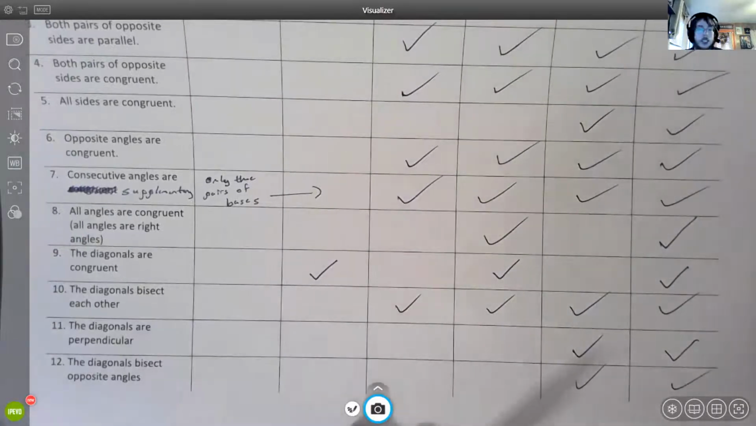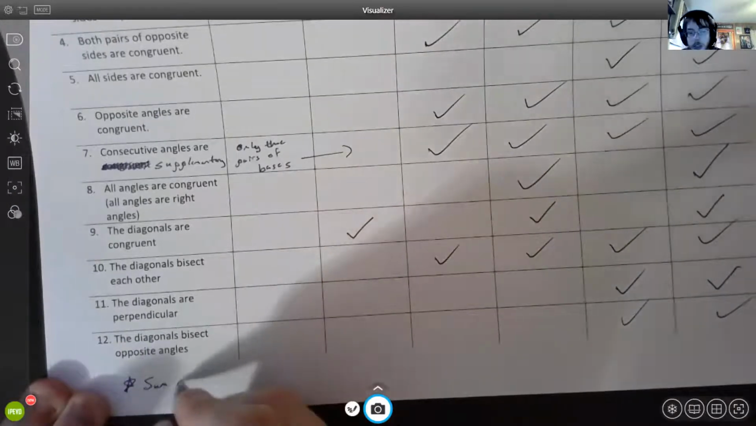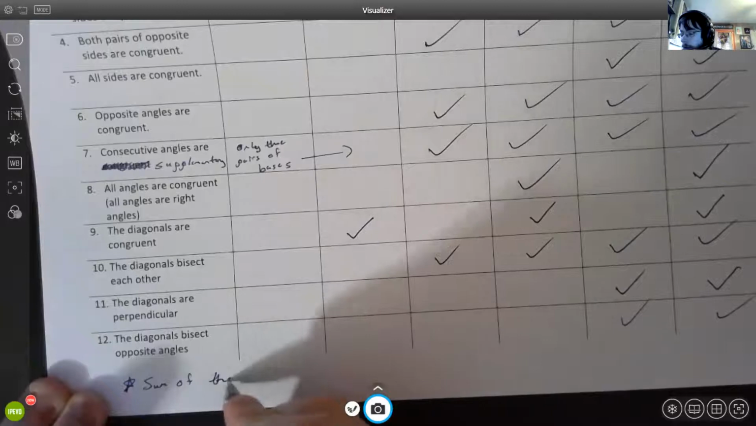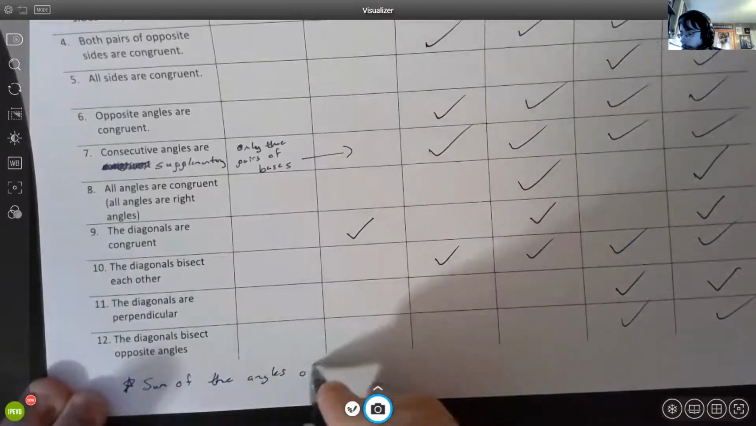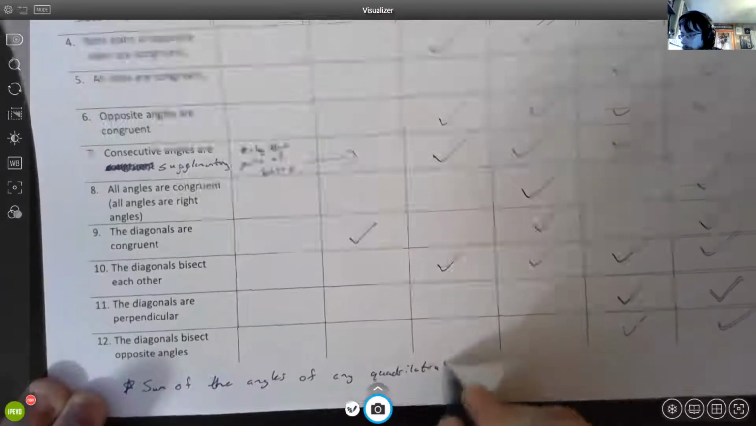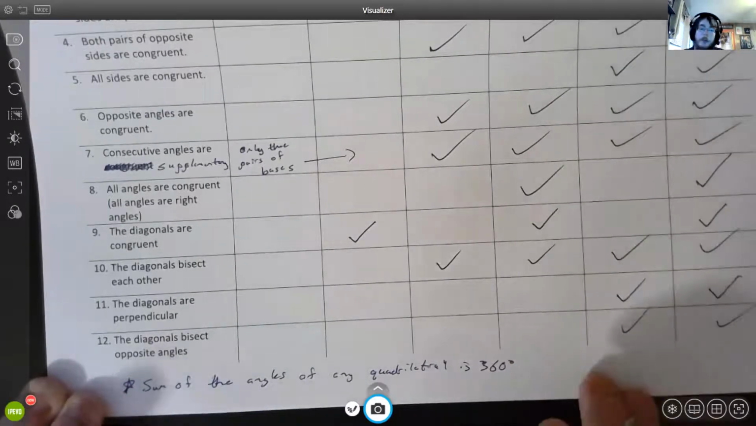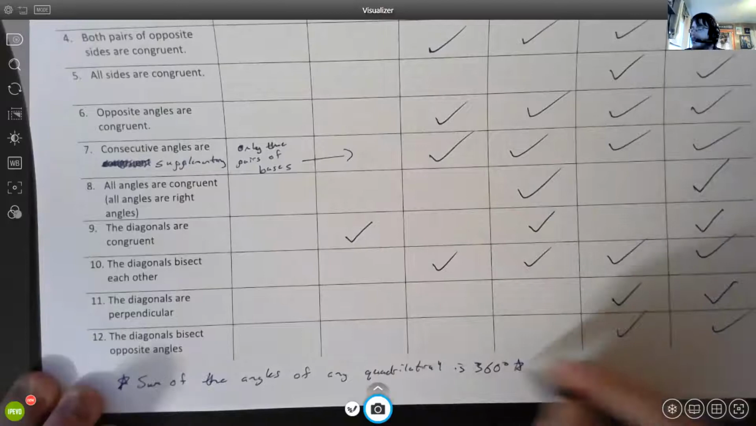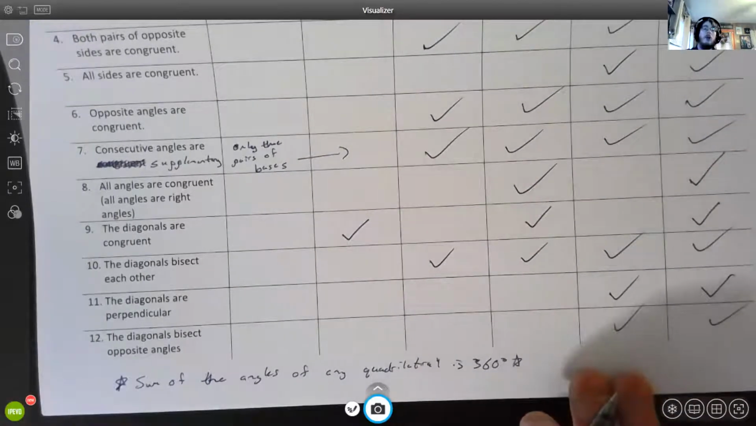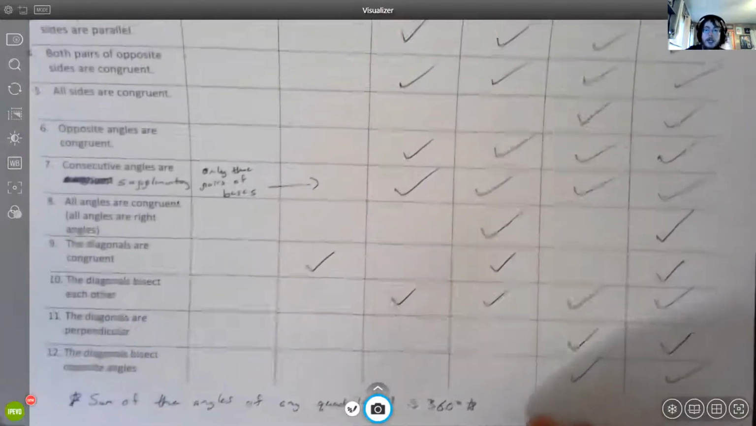One important note is that all quadrilaterals have this property. The sum of the angles of any quadrilateral is 360. Okay, so that is important to know because there are some where it gives you one angle or it gives you three angles and it wants you to find the missing one. You would just take 360 and subtract the other three angles. Okay, so that's your property chart.